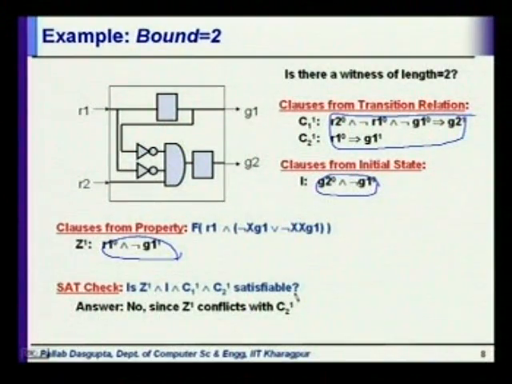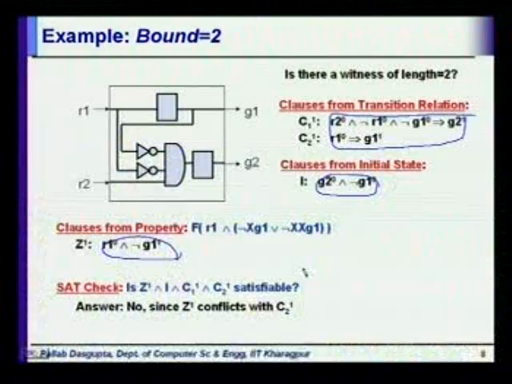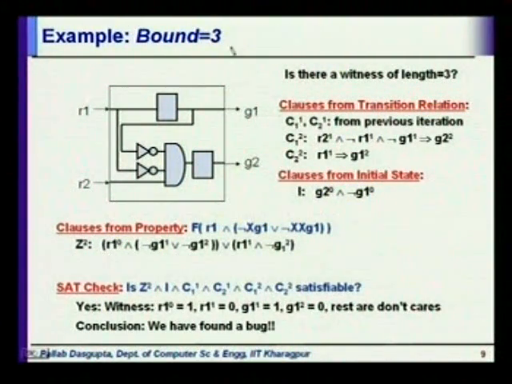We can't conclude anything at all, because we know that there is no witness of length 2, but there can be witnesses of length 3, 4, 5, whatever, right. So at this point of time, all that we know is that there is no witness of length 2. So then the option that we have right now is to increase the bound. So let us increase the bound to 3 and then ask, is there a witness of length 3?